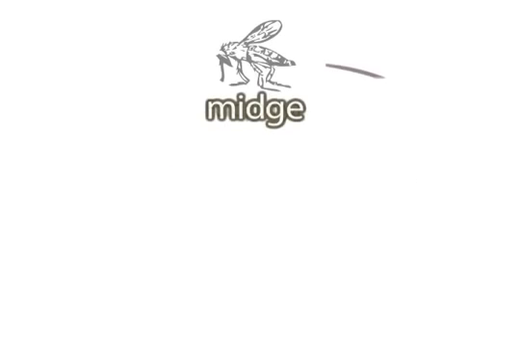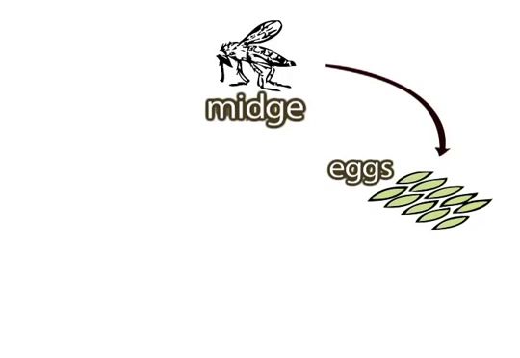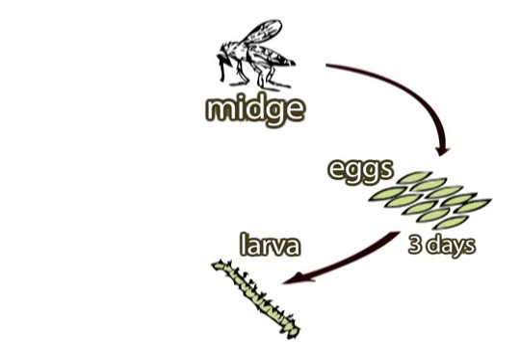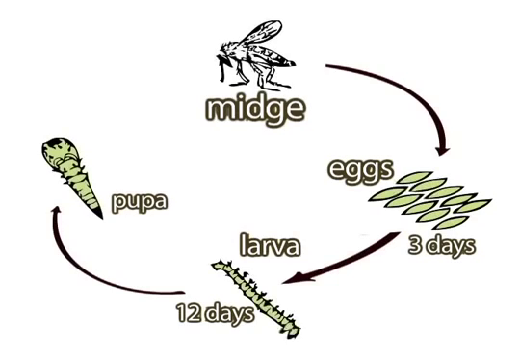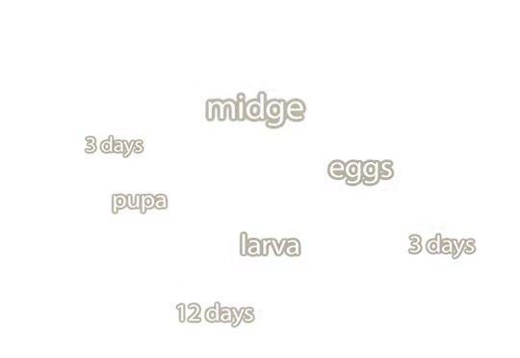The pollinating midge lays its eggs in the water. The eggs remain there for 3 days, after which time a small, worm-like creature called a larva emerges from each egg. The larvae live for about 12 days and then become enveloped by a kind of silky material and form a cocoon called a pupa. They remain here for another 3 days until they finally emerge as adult midges.